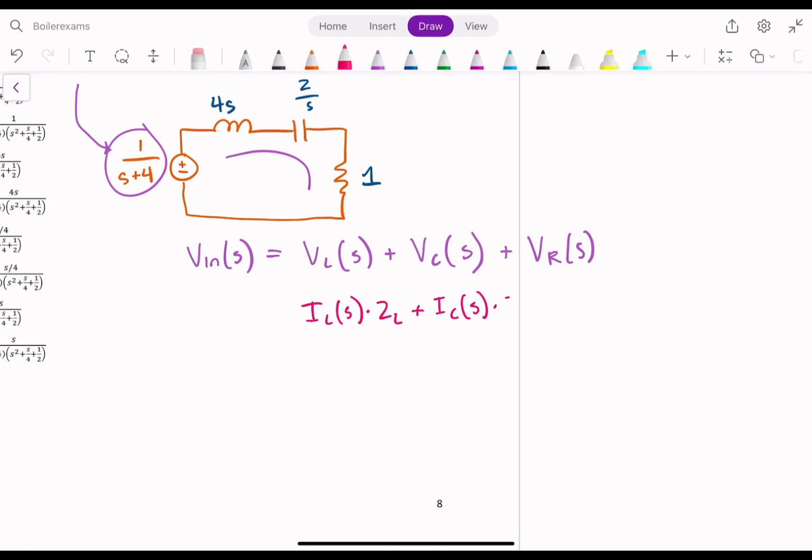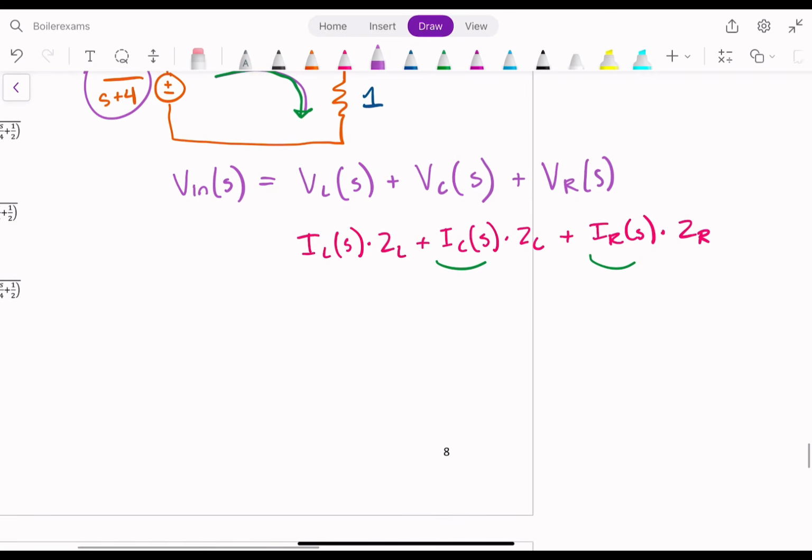Sub C of S times ZC plus I sub R of S times Z sub R. And we know that because we're in series, the current through all of these components is equal. So I sub C of S and I sub R of S is equal to I sub L of S, what we were trying to solve for.